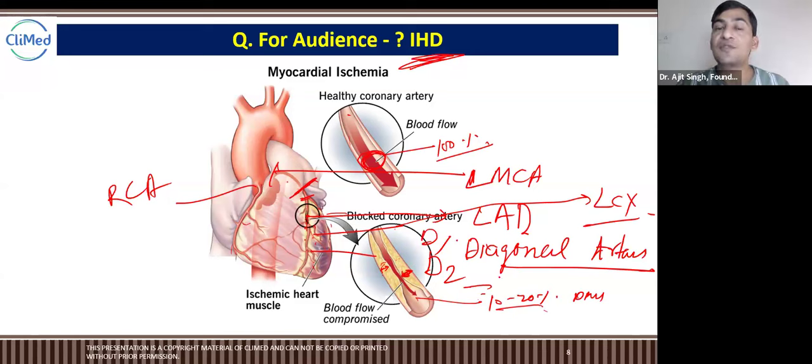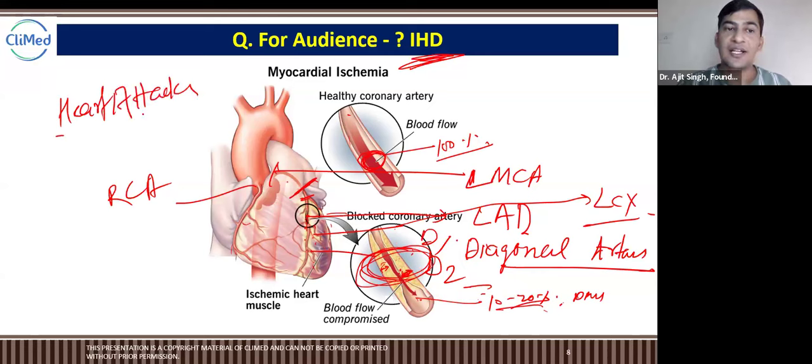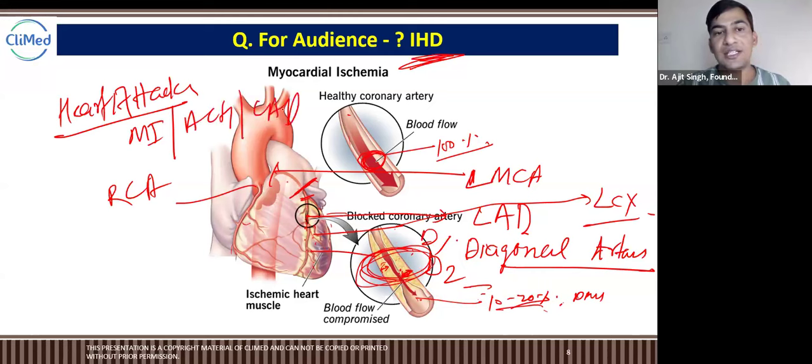The demand of the oxygen is similar, demand of the blood is similar, but the supply has remained only 10 to 20%. That is called IHD, ischemic heart disease. And guys, heart attack is this. Heart attack is MI or ACS or CAD. These are all forms of heart attack.